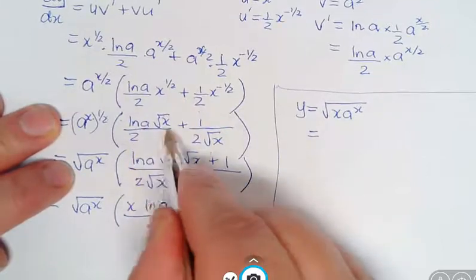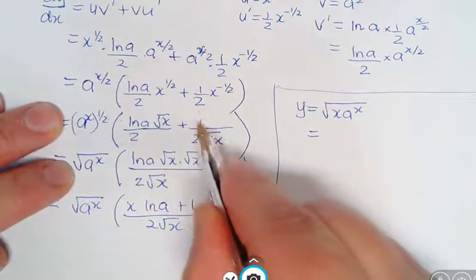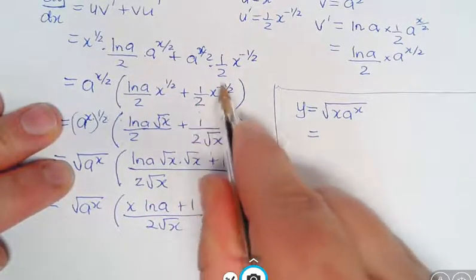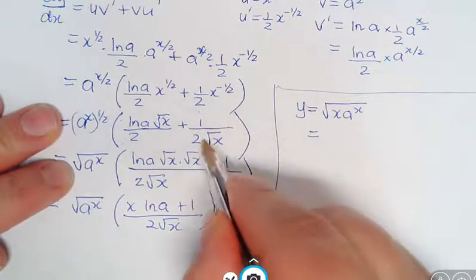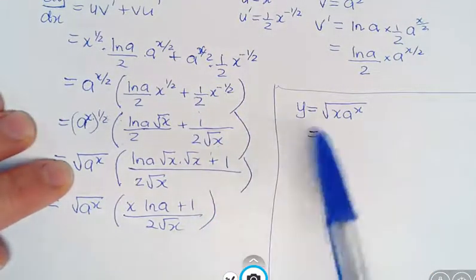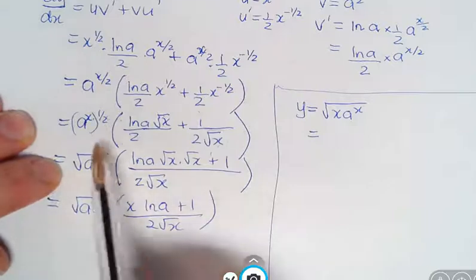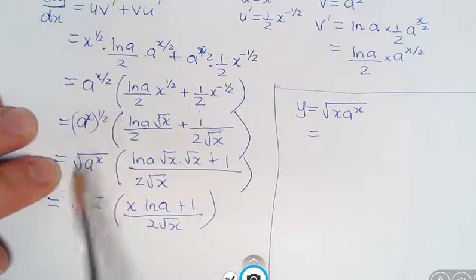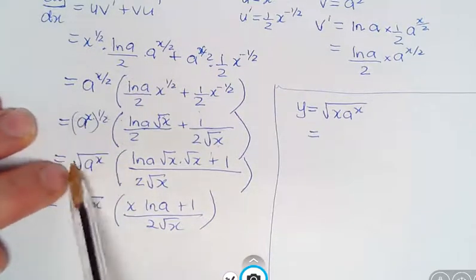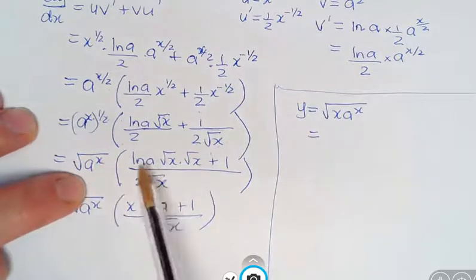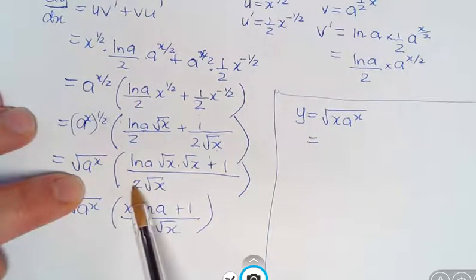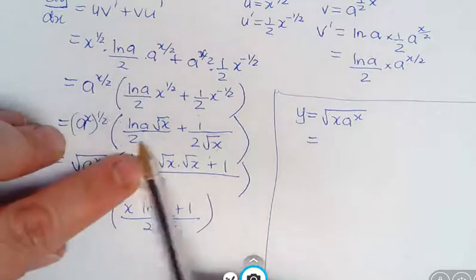So ln a on 2 times square root of x plus 1 over 2. I'm bringing this x to the half on the denominator, which is really just root x. So then what we're doing here is, we know the power of a half means square root. So this is the same as the square root of a to the x times ln a on 2.